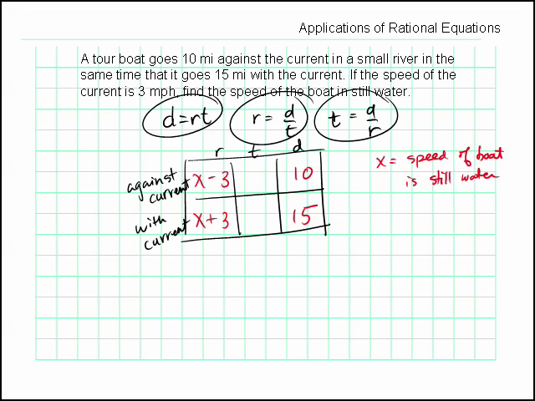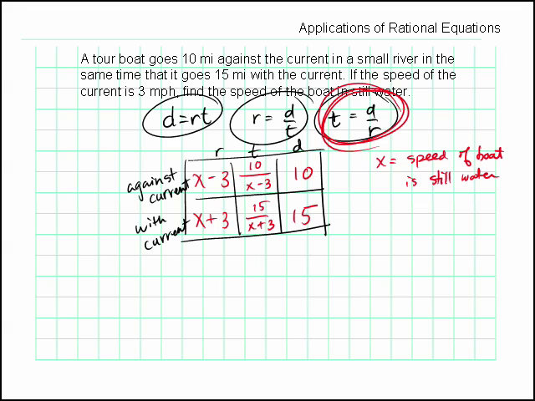Okay, now time. I'm going to use this version of the formula to fill in time. Time is distance over rate. So here it should be 10 over x minus 3, and here is 15 over x plus 3. Now I've got my chart filled in.